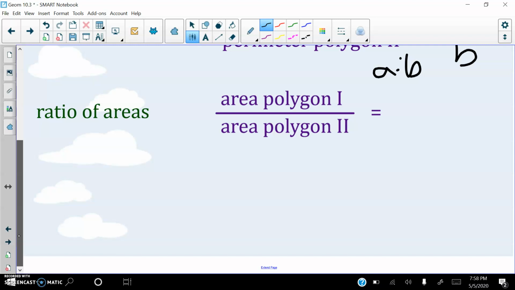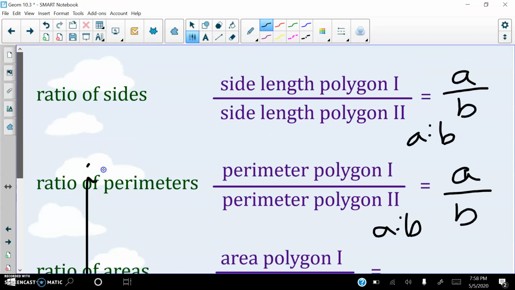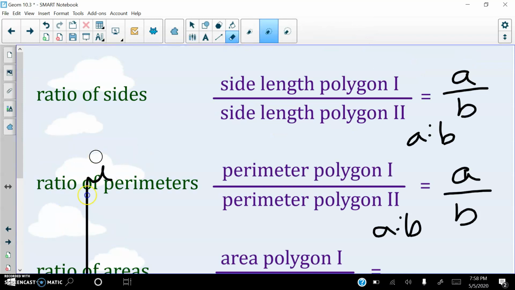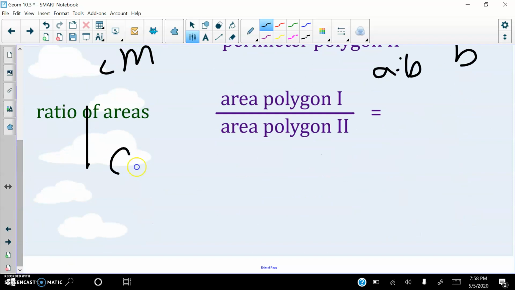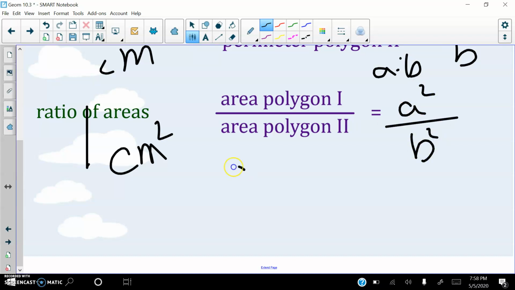And then the area of polygon 1 to the area of polygon 2. Normally when we write units, say this was centimeters, we measure sides in centimeters and perimeter in centimeters, but areas are measured in centimeters squared. So this is going to be A squared compared to B squared, which you can write as A squared to B squared.